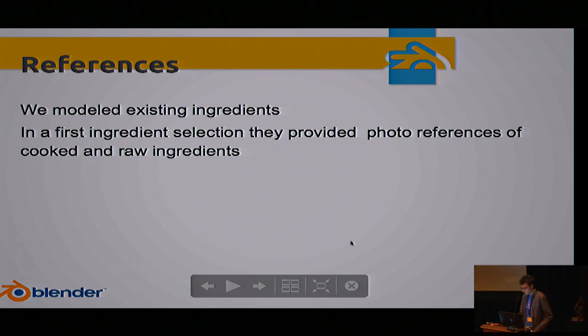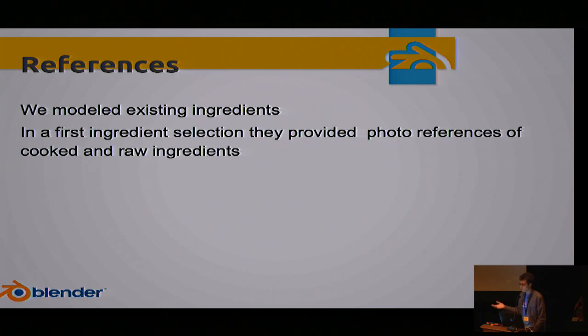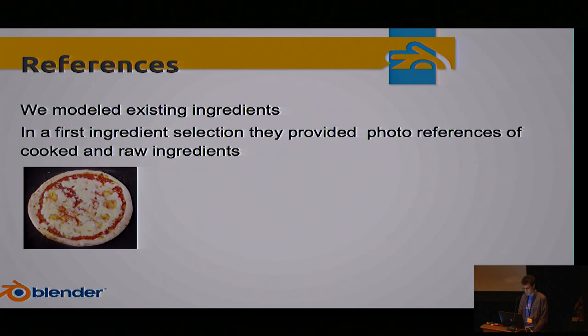For the references, we model their existing ingredients because they have a database. They have to show the clients that their portfolio is valuable. So in the first ingredient selection, they provided us some photo references of cooked and raw, because we have to show how the ingredients are in real life.